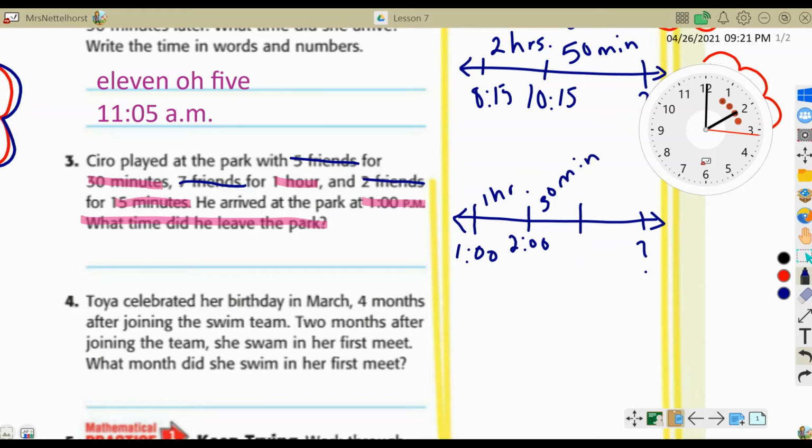And I'm going to move my hand, ignore this from a mistake I made earlier. Get rid of this. Okay, so I'm going to skip count 30 minutes with my big hand. 5, 10, 15, 20, 25, 30. Okay, and I need to move the little hand past the 2 because it's past 2 o'clock. So now it is at 2:30.